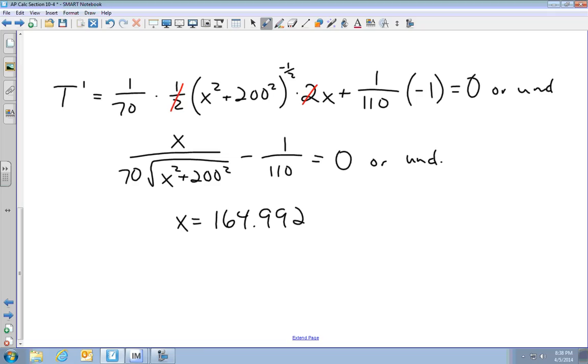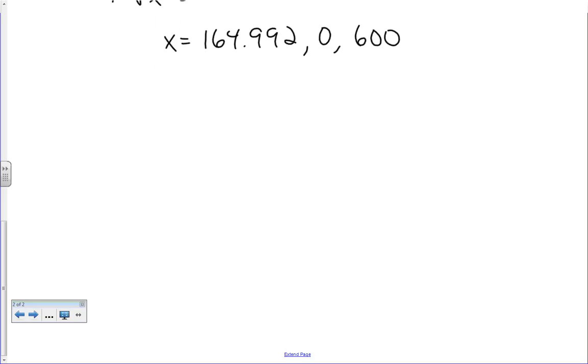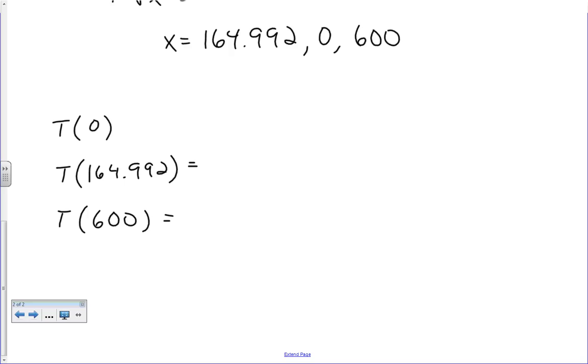And of course, we've got to check our endpoints as well. Our domain there was 0 to 600, so we'll check those as well. Those come in from our endpoint. So we'll find out which one of these three gives us the minimum value. So we're going to take our time function. We're going to evaluate it at 0. We're going to evaluate it at 164.992. And we're going to evaluate at 600. And whichever one of these gives us the smallest time, that's the one we're going to go with.